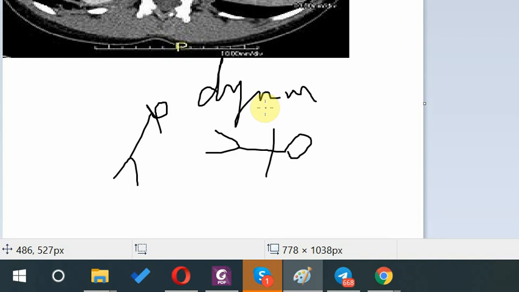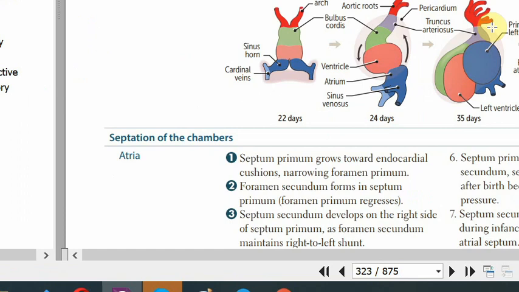Well, it's in the mediastinum, shifted to the right, not to the left. Please be careful about the question, and the question will be telling you that the maximal impulse, which is the point where you feel the heart beating the best, is located at the fifth intercostal space on the right. Normally, it will be in the fifth intercostal space on the left. But if they say on the right, you need to think about dextrocardia. Dextra means right. Cardia means heart.